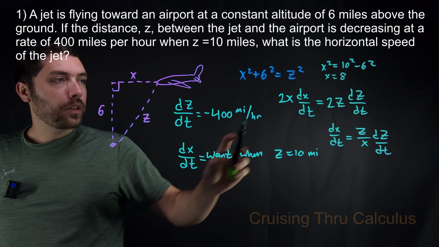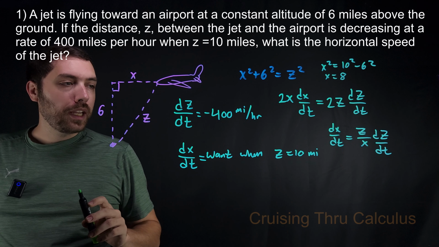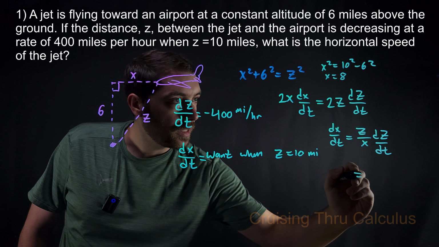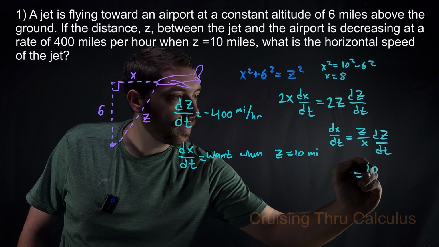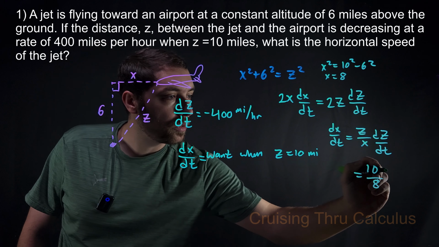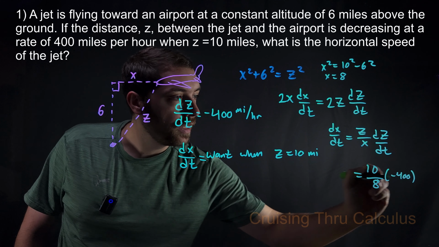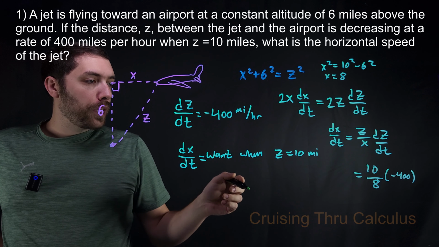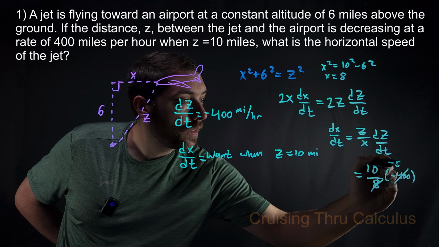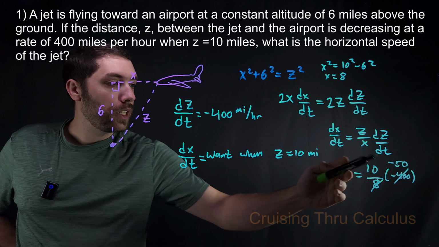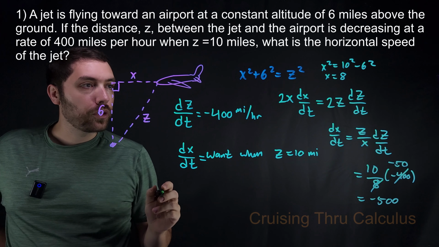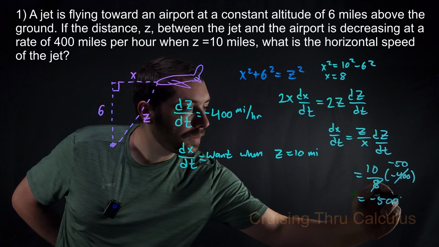So now I know that x is equal to 8 when z is equal to 10, and I can plug everything in down here. So let's do that. z is 10, x is 8, and then dz/dt is negative 400. Now 8 fits into 45 times, so 8 fits into 450 times, which means that we get 10 times negative 50, which is negative 500. And this is all measured in miles per hour here.